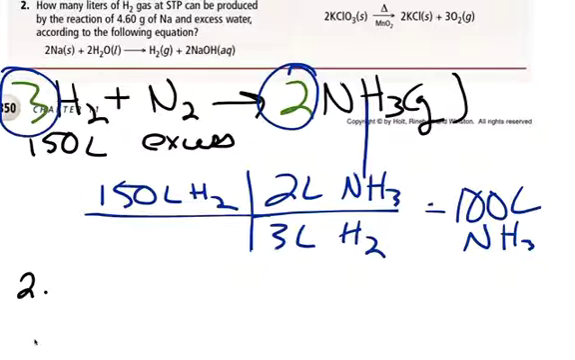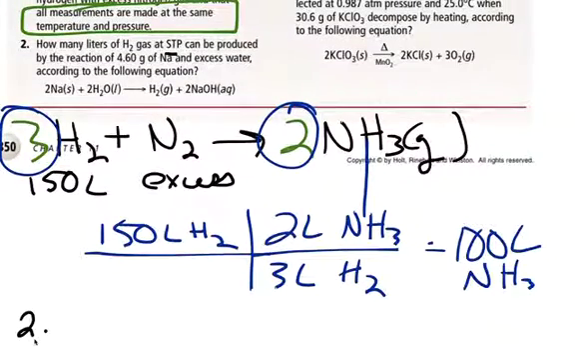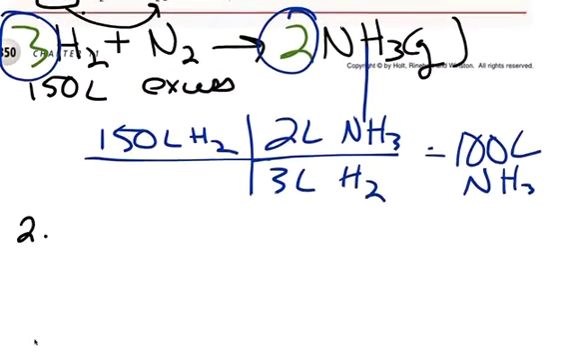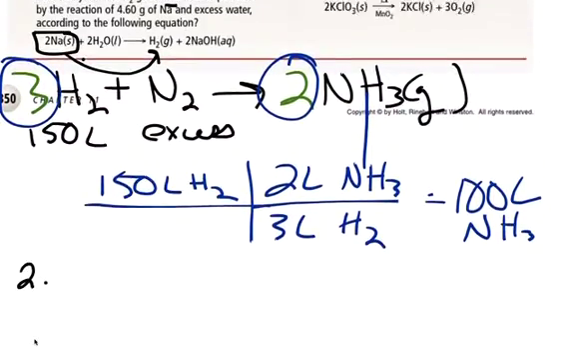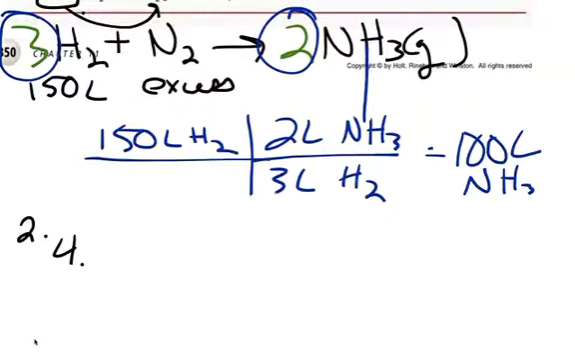How many liters of hydrogen gas at STP can be produced? So notice we're at STP, that's 1 atmosphere of pressure and 0 degrees Celsius, by the reaction of 4.6 grams of sodium and excess water, according to it. Now we're getting kind of interesting. So now we have a mass, and we want to solve for how much gas it's going to produce. So we have a stoichiometric problem. That's great, because I wanted some actual stoichiometry here. So we have 4.6 grams of sodium.